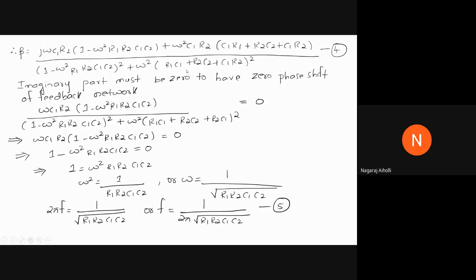Now, if we want to have a zero phase shift of the feedback network, then the imaginary part should be made equal to 0, or it must be 0.